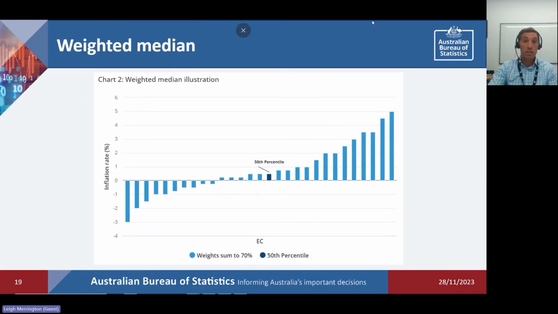The weighted median is another measure that we produce, which is similar in nature and measured in a similar way, except we simply take the middle category, the 50th percentile. The trim mean is typically looked at more closely than the weighted median, so we tend to focus on the trim mean in our media release and commentary. They do track fairly closely, but the RBA and others feel the trim mean is a slightly better indicator of underlying inflation. We produce both, but focus on the trim mean.